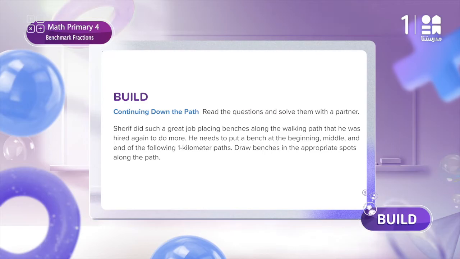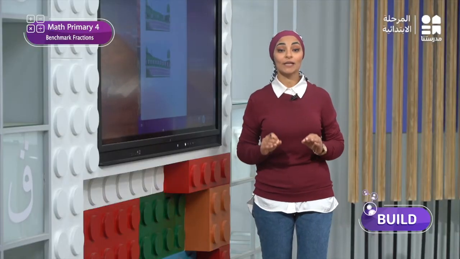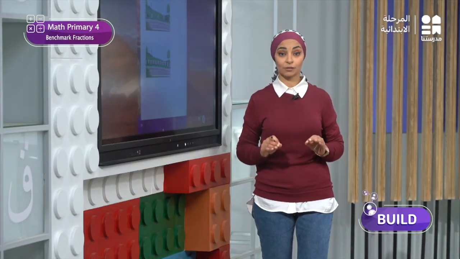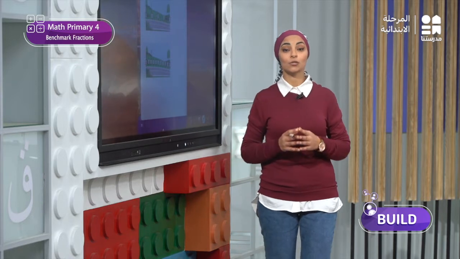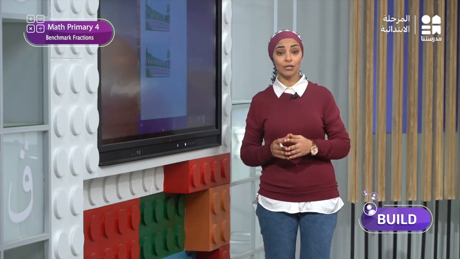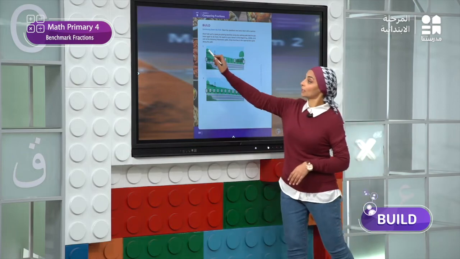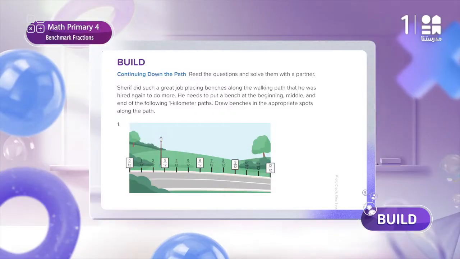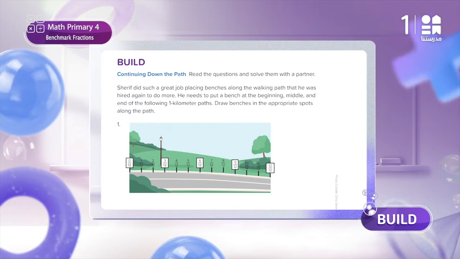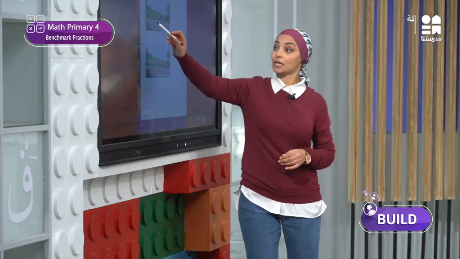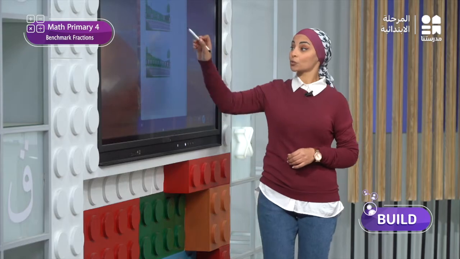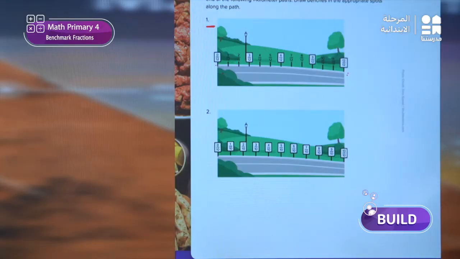Okay. Now when solving هنركز كويس قوي على البنشمارك fractions اللي بتشرح لنا ال places where شريف will place the benches. In problem number 1 here, as you see, the walking path is divided into 12 parts. هنلاقي إن متقسم الباث ده ل 12 parts, starting من 0 over 12 يعني 0 and ending with 12 over 12 يعني whole 1.